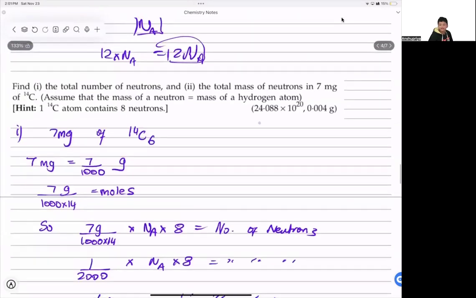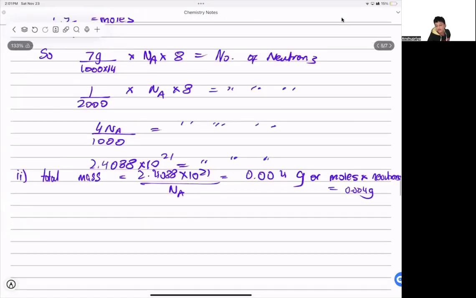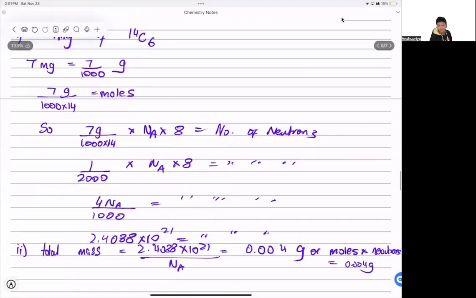Because the answer is non-standardized, but you should always write your answer in standardized form, even if the answer is not. So as I told, total mass will be without the Na. So it will be 2.4088 into 10 to the power 21 divided by Na. So it will be 0.04 grams. That's it.